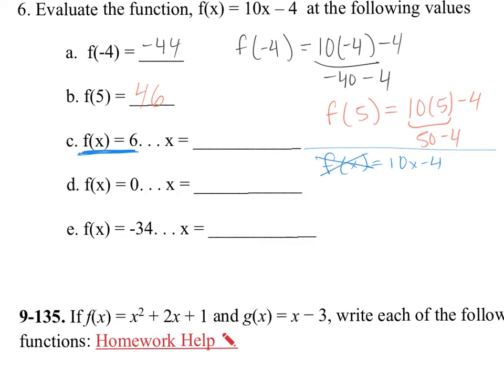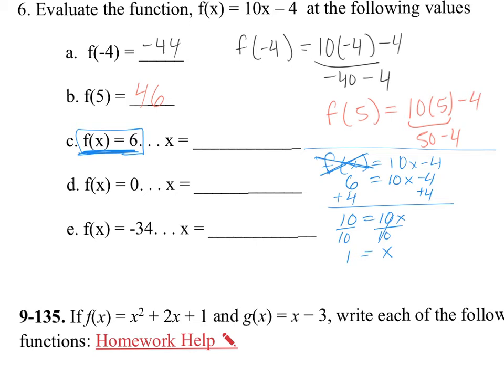So instead of writing f of x, write 6 and then solve this problem. Again, I'm just substituting f of x with what it equals, 6, and then I can solve the problem. We can add 4 over here on both sides, and then we have 10 equals 10x. Divide by 10 on both sides, and we have x equals 1.